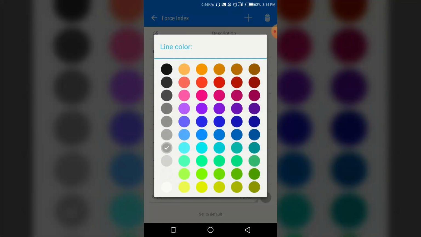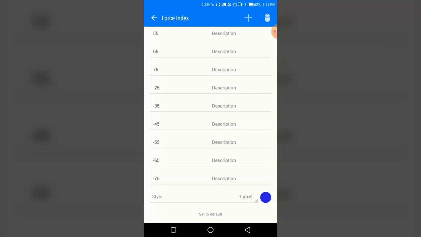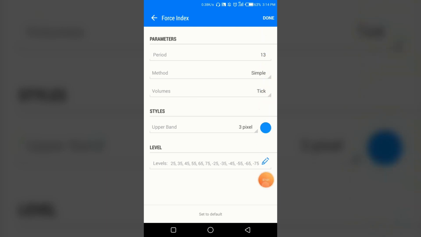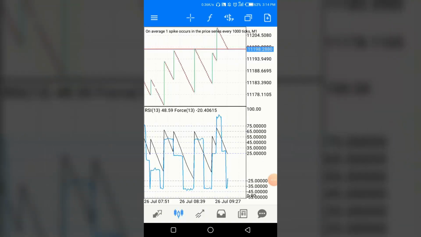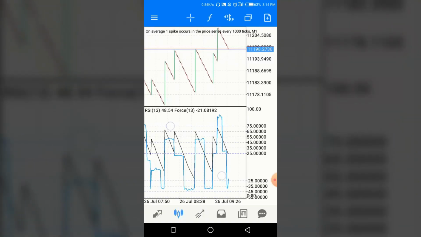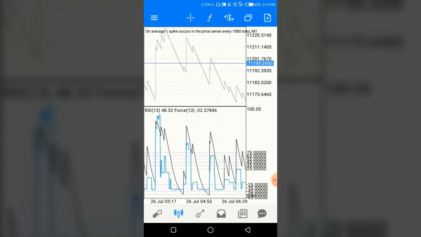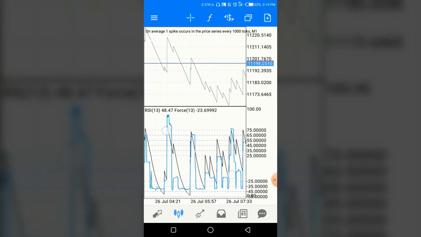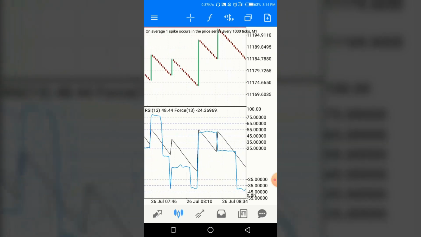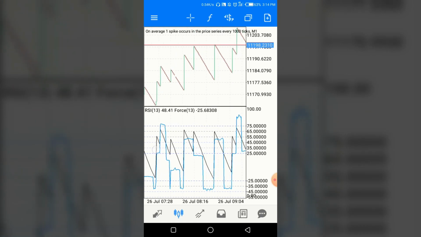I'm going to choose dark blue. Done. Period 13, method simple, volume tick, everything set, done. So click done. Finally our chart will look like this, guys. Look at this. It's very simple. It looks very complicated, but I'm going to explain it now.